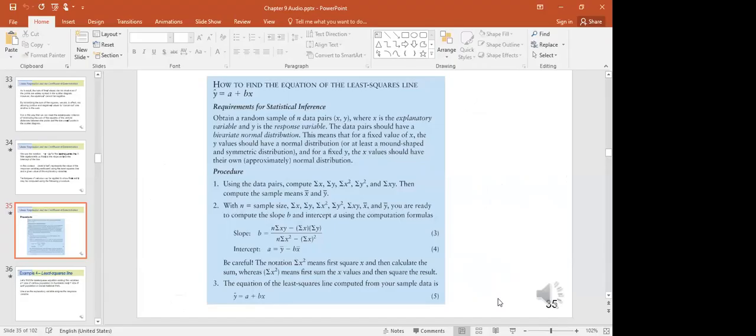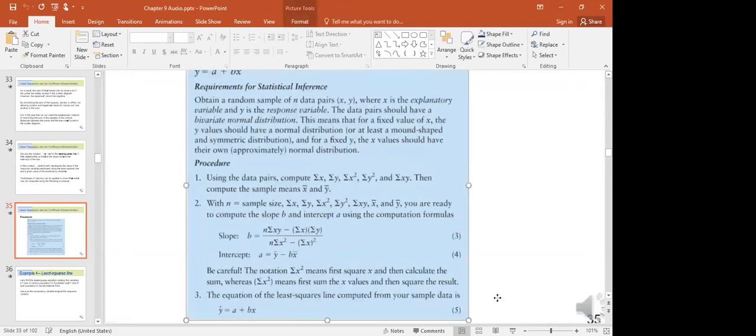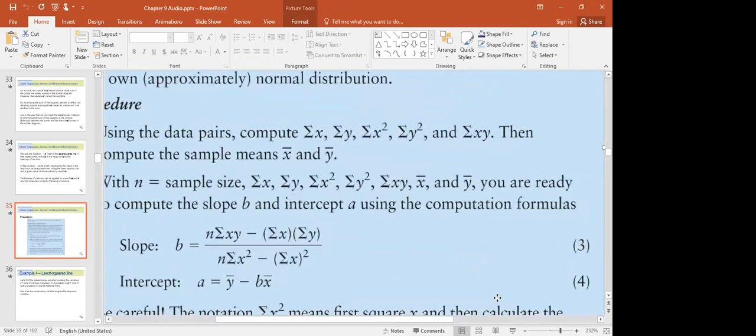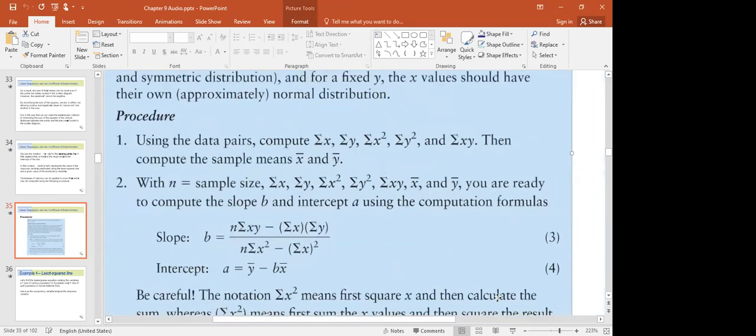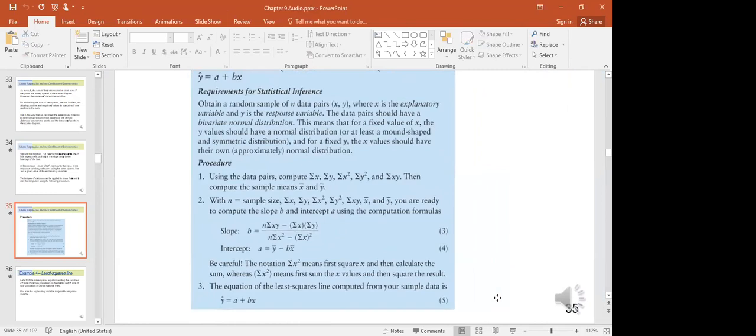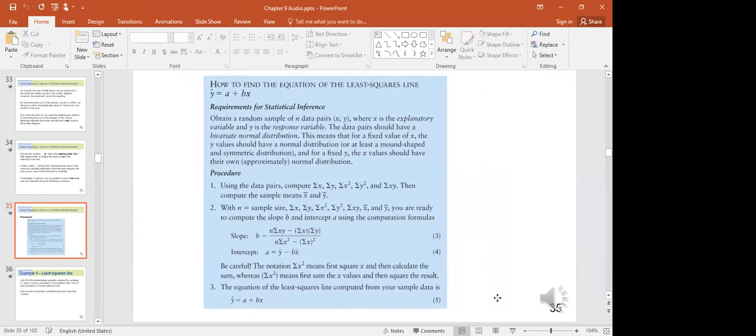In doing so, we will find that the minimum value is achieved when b equals n sum of xy minus sum of x times sum of y, over n sum of x squared minus sum of x, all squared. And a equals y bar minus b x bar. Y bar is the mean of the y values, x bar is the mean of the x values. You will also not need to be doing these computations because you will use either your calculator or Excel to get the values of a and b.